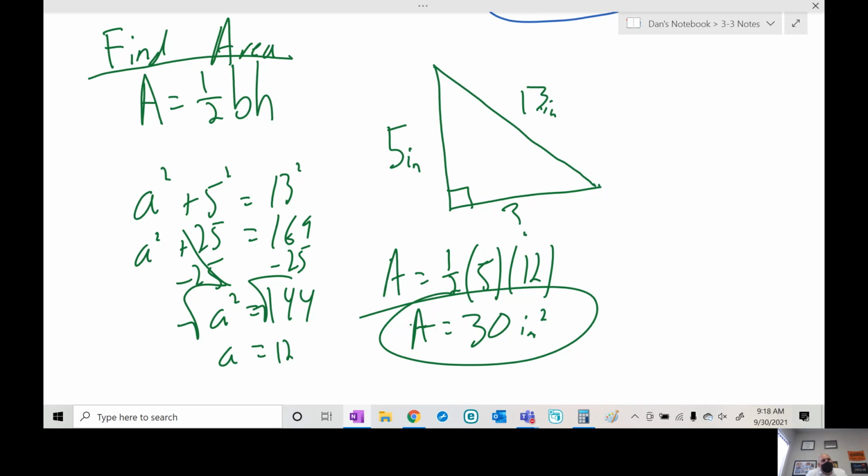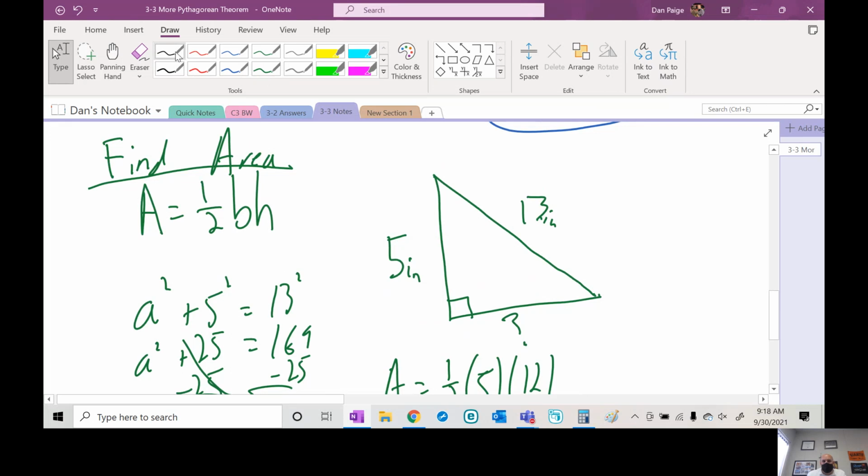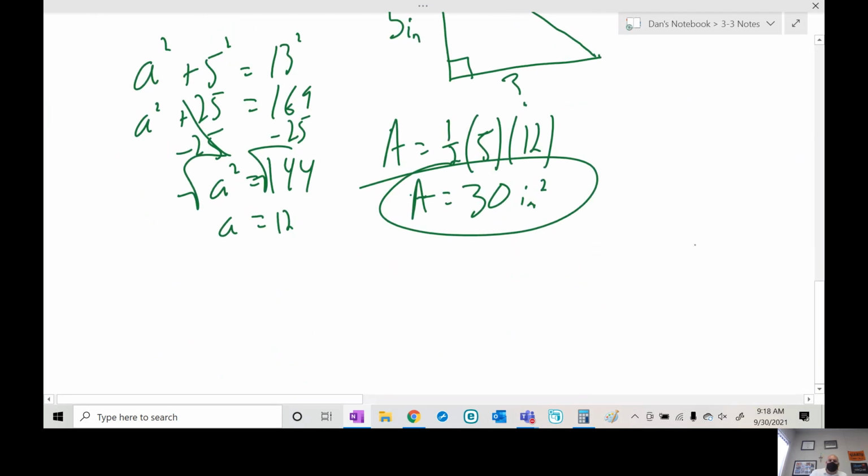The last thing that's going to happen, and on the quiz and on the test, it's going to have it mixed up. So you're going to have to figure out, is the leg missing or is the hypotenuse missing? And then be able to solve them the different ways. So it's not just going to tell you the leg is missing. You're going to have to figure that out. So that's going to be like these last two. We're going to do 2 examples, and I want to see if you guys can figure out which one is missing and solve it out the correct way.